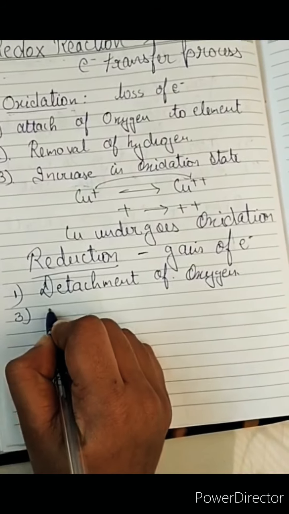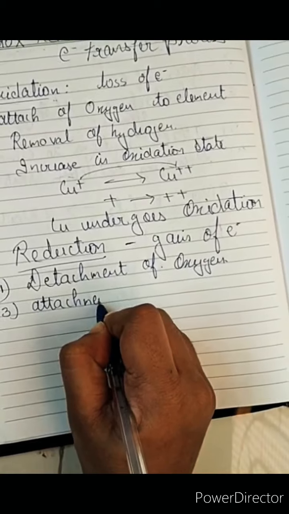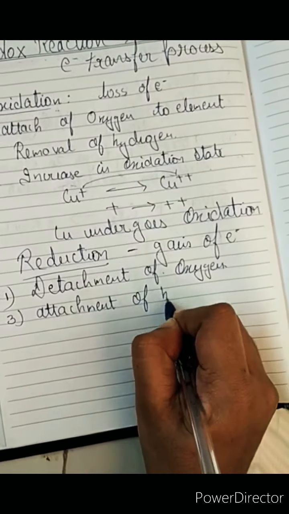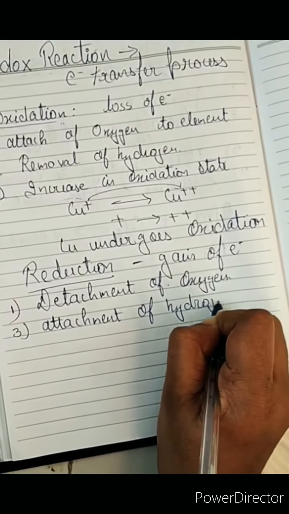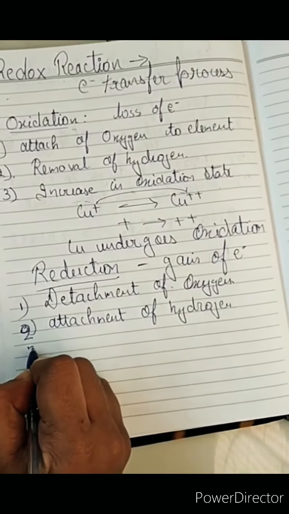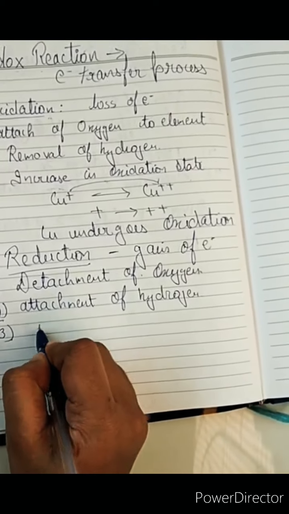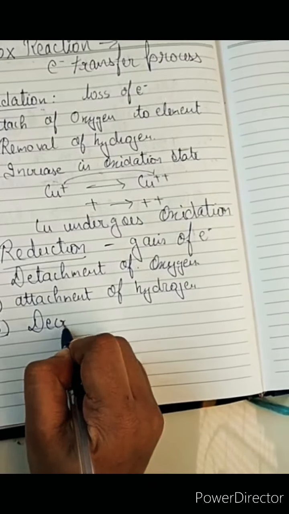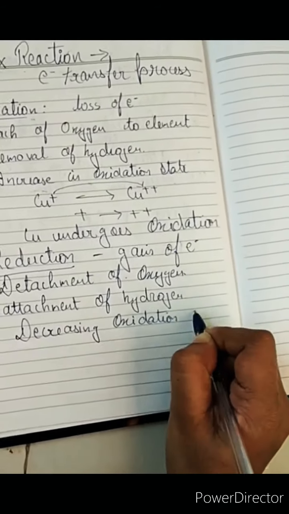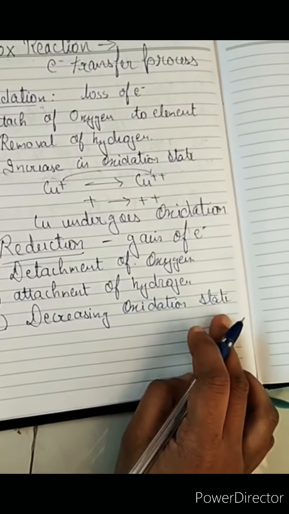Number 2, attachment of hydrogen, and number 3 is decreasing oxidation state. What do you mean by decreasing oxidation state?